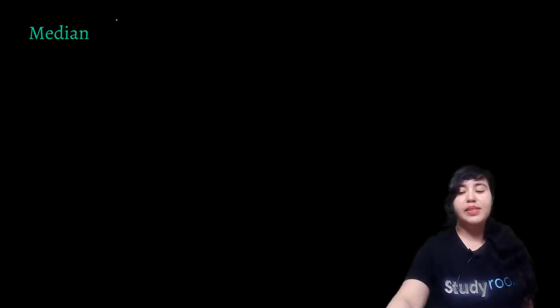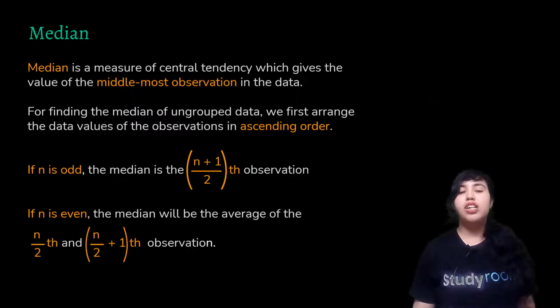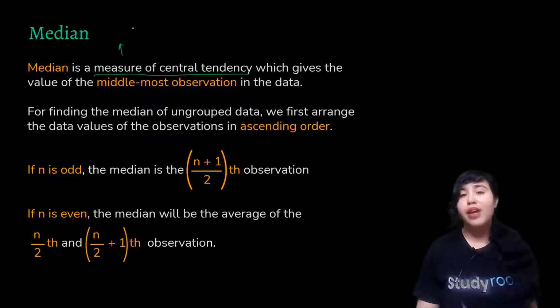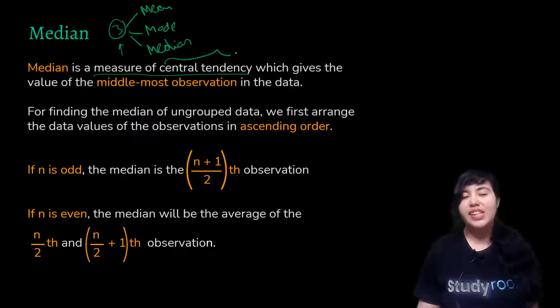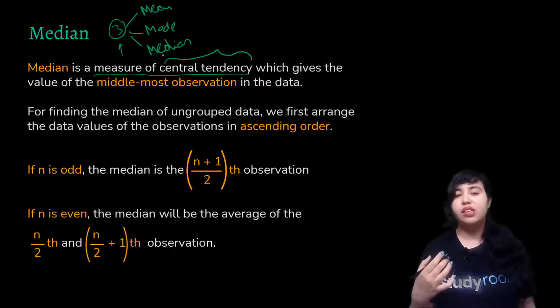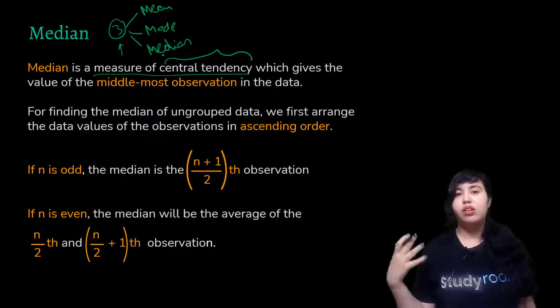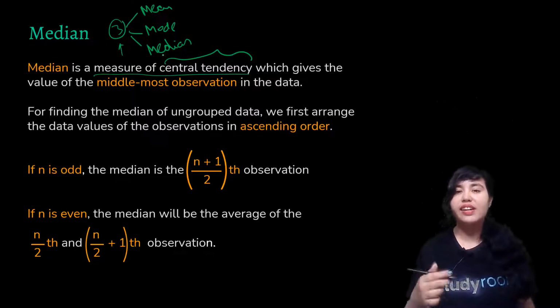So what is median? Median is a measure of central tendency. In fact, there are three measures of central tendency, two of which you've already done without even knowing it. It's mean, mode, and now the third one is median. But what does central tendency mean? First of all, measure is clear, we are measuring something, but what exactly are we measuring? What is the central tendency?